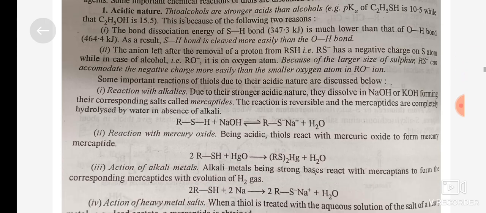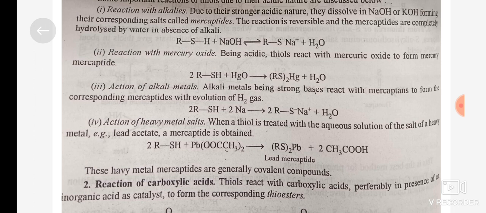Third, action of alkali metal. Alkali metals, being strong bases, react with mercaptans to form the corresponding mercaptide with evolution of H2 gas. Fourth, action of heavy metal salt. When a thiol is treated with an aqueous solution of the salt of a heavy metal, for example lead acetate, a mercaptide is obtained. 2RSH plus Pb(OOCCH3)2 gives lead mercaptide plus 2CH3COOH. These heavy metal mercaptides are generally covalent compounds.